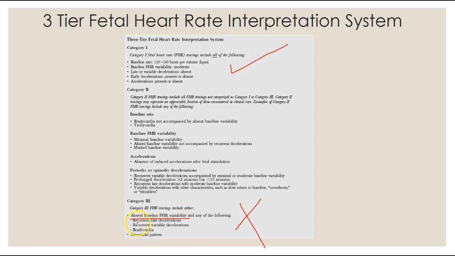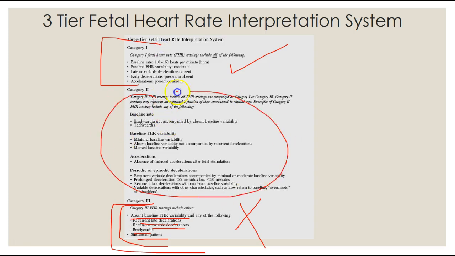And then you have either recurrent late decels, recurrent variable decels, bradycardia, or a sinusoidal pattern. So all of those things are bad. So anything that's not here or not here falls here. So that's why there's so much language under the category 2.